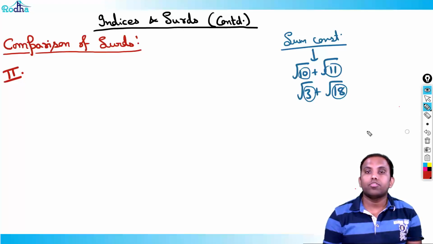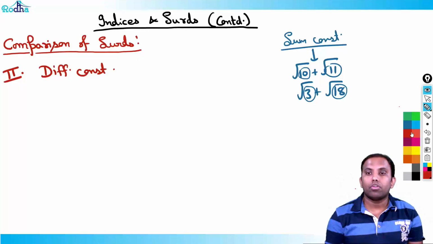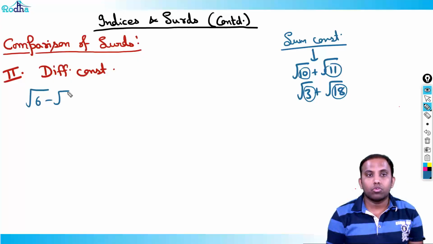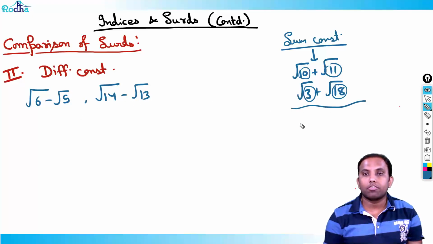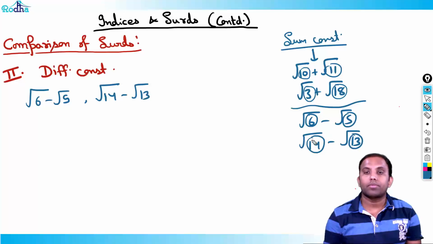This is for type 2, for difference constant. Type 2 is for when difference is constant. Now difference constant means what? Difference constant means like root 6 minus root 5. Okay? And like root 14 minus root 13. So values inside root, like root 6 minus root 5. So 6 minus 5 is 1. Or root 14 minus root 13. Again 14 minus 13 is 1. So without the root, difference is 1.